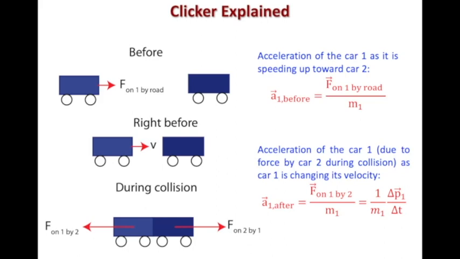Beforehand, the first car is moving forward because there's a force on that car by the road. That's where the 8,000 newtons comes into play, on the car to the east and on the ground to the west. Right before the collision, Car 1 has accelerated up to some final velocity, which we don't know, but we would need to know if we wanted to solve this problem.